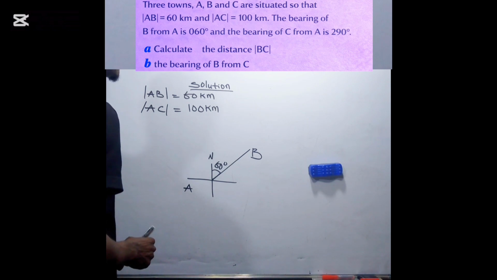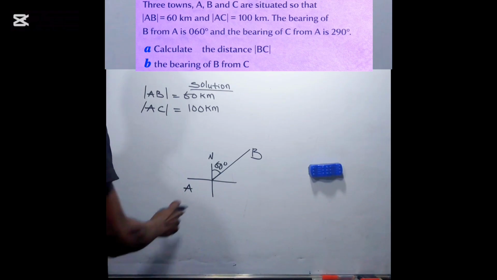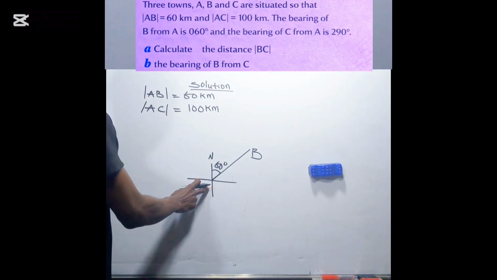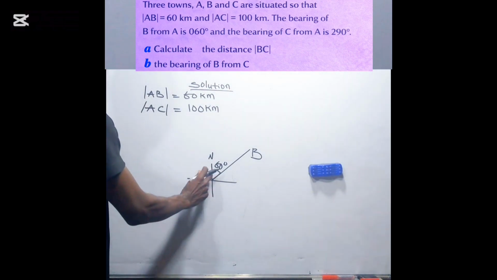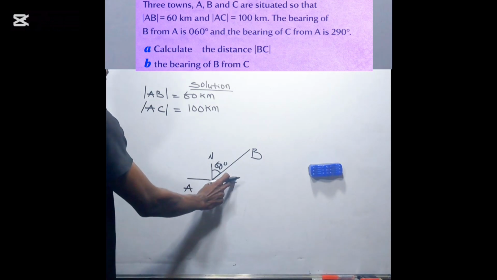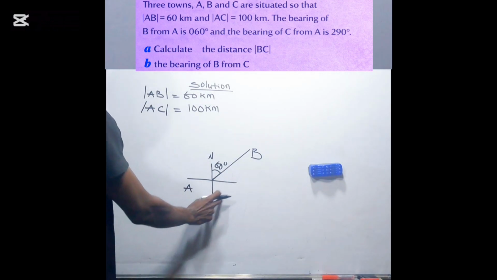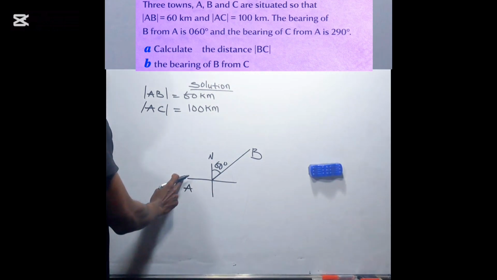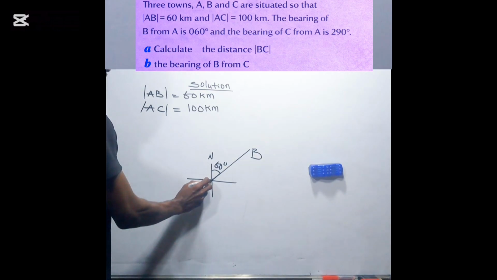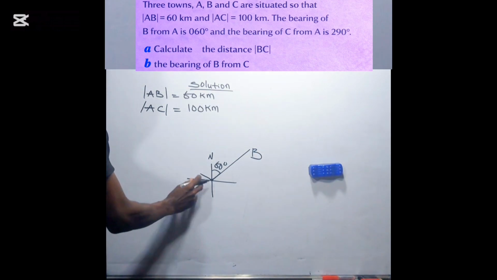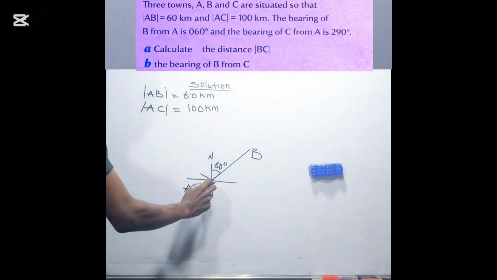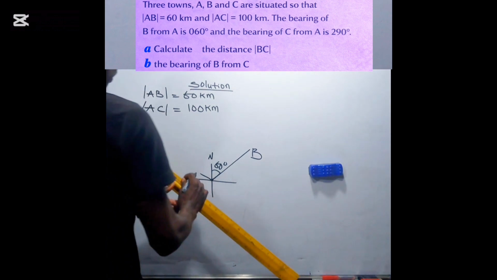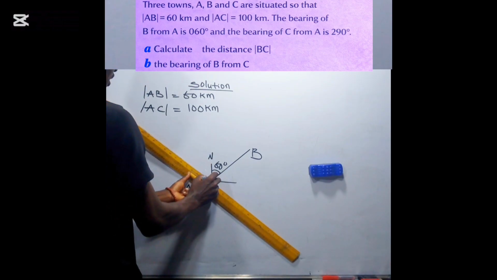And the bearing of C from A is 290. C from A, which means from A, we have angle 290. The first quadrant, from north to east, is 90. East to south is 90, making 180. South to west is 90, making 270. Since it's 290, 290 should be just immediately after this point. So let's draw point C from A.